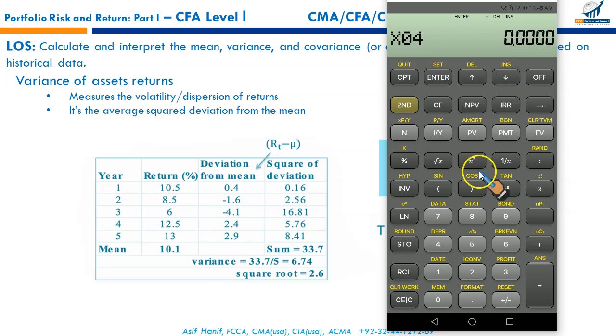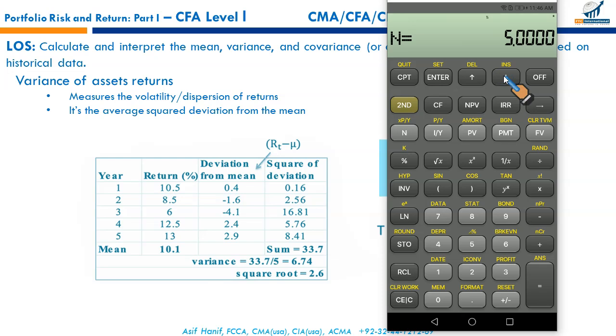Then enter 12.5, that is the fourth value. Enter, down arrow key twice. And then the last value is 13. Enter and down arrow key twice. Now you will activate the stats function. Second, stat. So what do we need?